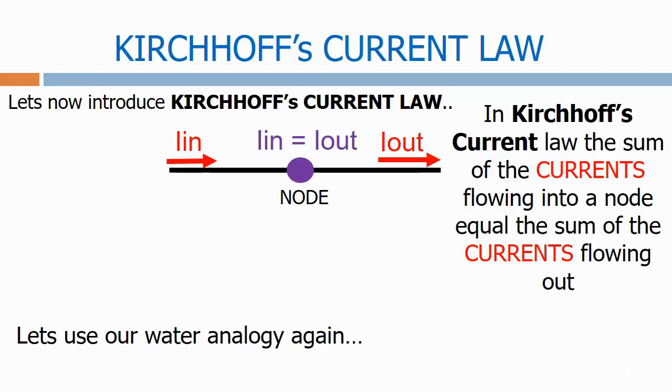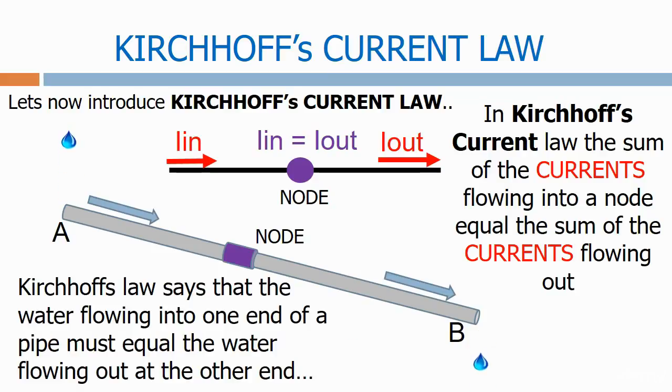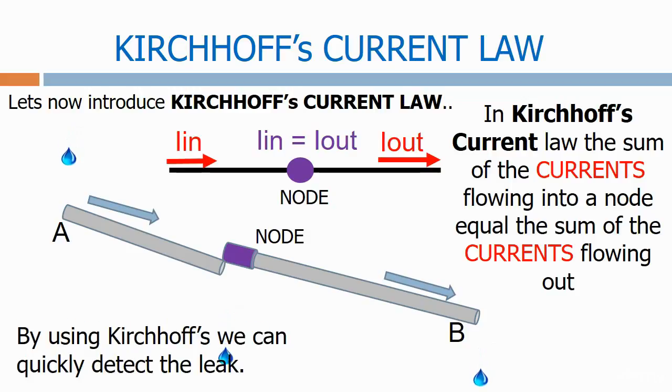Let's use our water analogy again. Here we have a pipe with end A, end B, and a node in the middle. Kirchhoff's law says that the water flowing into one end of the pipe must equal the water flowing out the other end. What happens if the pipe develops a leak? By using Kirchhoff's, we can quickly detect the leak.